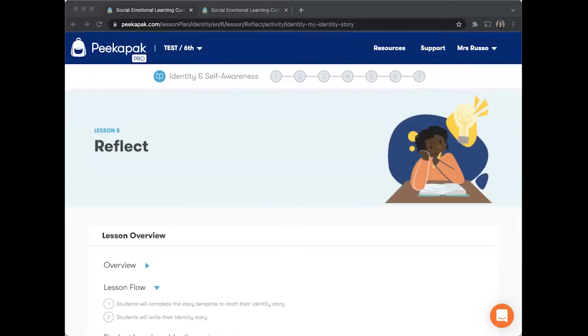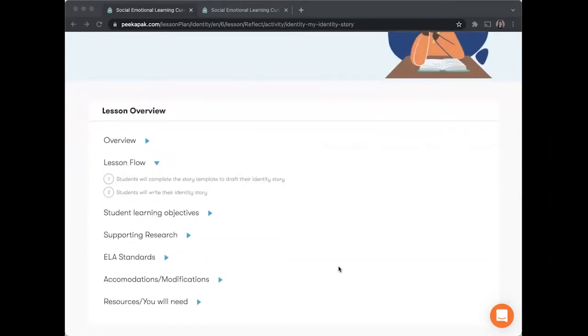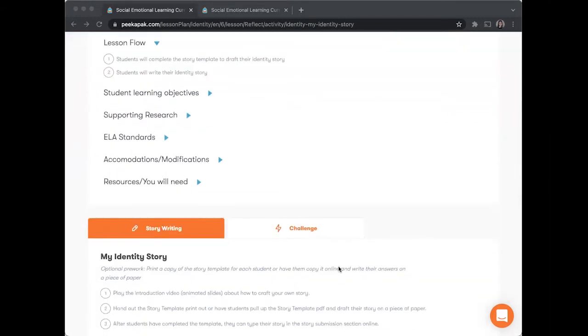Now we're on to lesson 5. Students have had the opportunity to learn about the skill, to hear about other people's experience with the skill in the stories, and now it's time to craft their own story and write about their experience. And their story will focus on the unit skill. So for this one, it'll focus on identity and self-awareness.